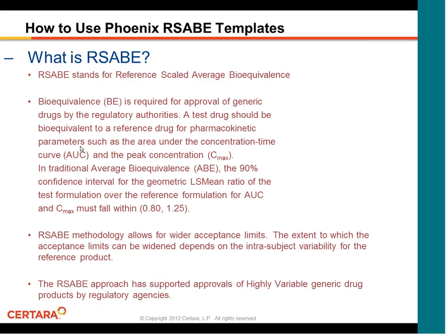In traditional average bioequivalence, the 90% confidence interval for the geometric LS mean ratio for the test formulation over the reference formulation for AUC or Cmax must fall within 0.8 and 1.25, or 80 and 125 in percentages.